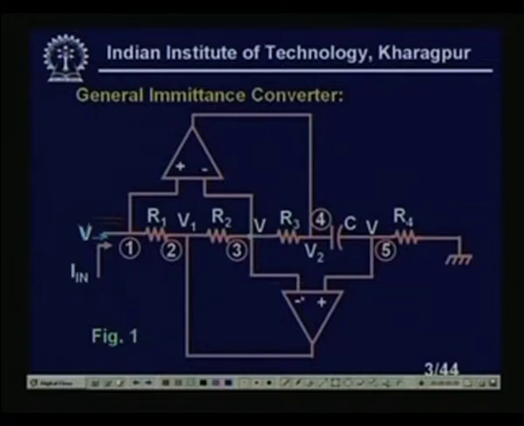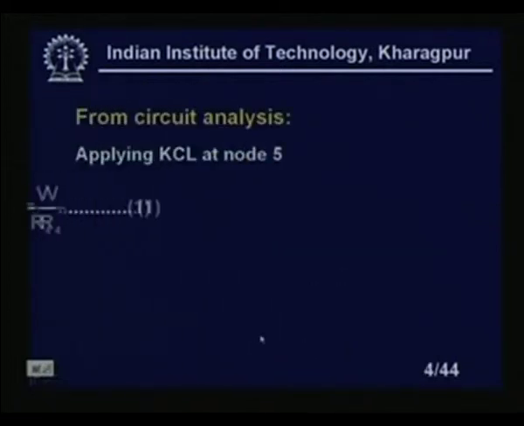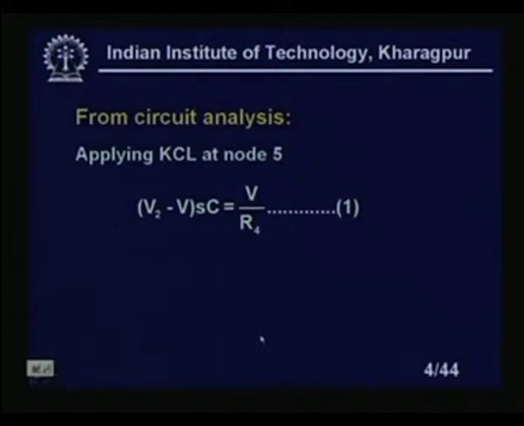So, this is connected again to the second amplifier. So, this node 3 potential and node 5 potential are the same, clear. So, if I now apply Kirchhoff's law at node 5, for the circuit analysis, applying the KCL, Kirchhoff's current law, I will get (V2 minus V) SC equal to V by R4.